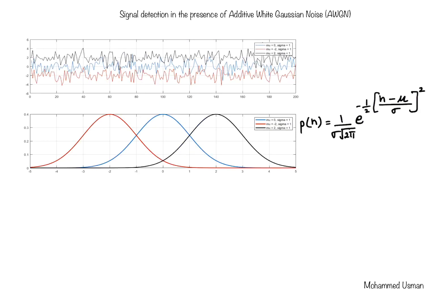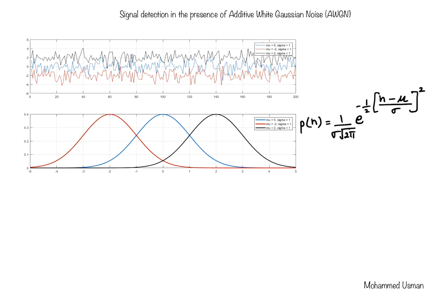So what we have here on our screen now are the noise waveforms of three different Gaussian distributed signals with different values of mean. If you notice here, the mean value for the blue waveform is 0. The mean value for the red waveform is -2, and that for the black waveform is +2. All of them have the same standard deviation of 1. So we are going to see the effect of changing the mean value.